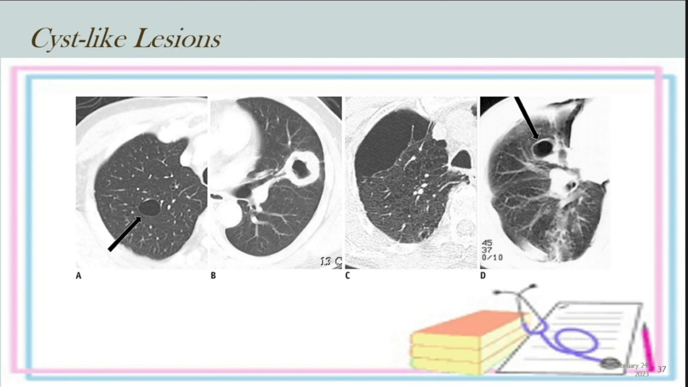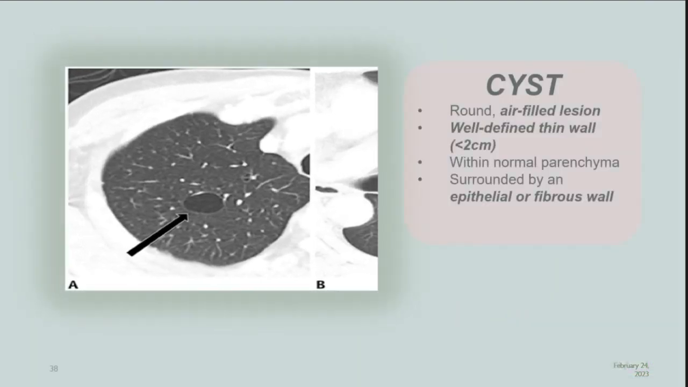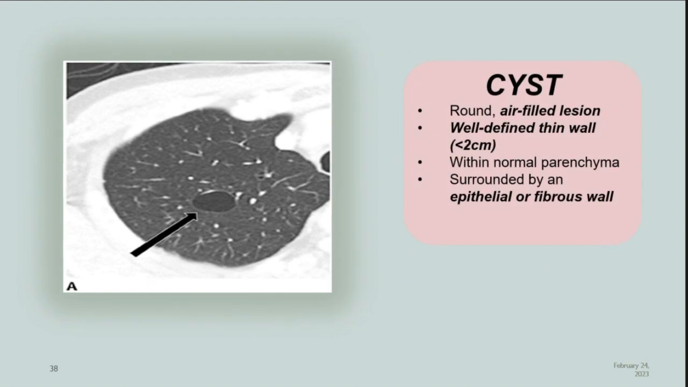So what are the cyst-like lesions that can be seen in a chest CT scan? Let us first define what is a cyst. A cyst is a round, air-filled lesion with a well-defined thin wall, usually less than 2 cm, that is surrounded by a normal lung parenchyma. Pathologically, a cyst is any round circumscribed space that is surrounded by an epithelial or fibrous wall.